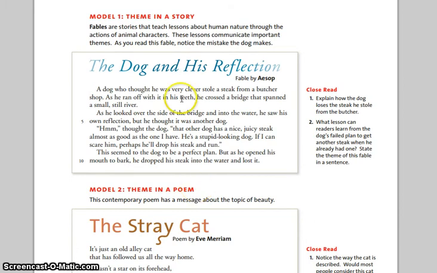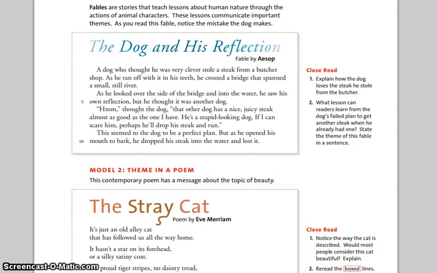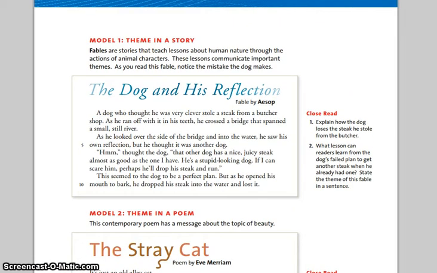Mrs. Miller, and the purpose of this video is to read aloud the models 1 and 2 for you about theme. I am in the textbook, on page 319. Please follow along. It says, fables are stories that teach lessons about human nature through the actions of animal characters. These lessons communicate important themes. As you read this fable, notice the mistake the dog makes.